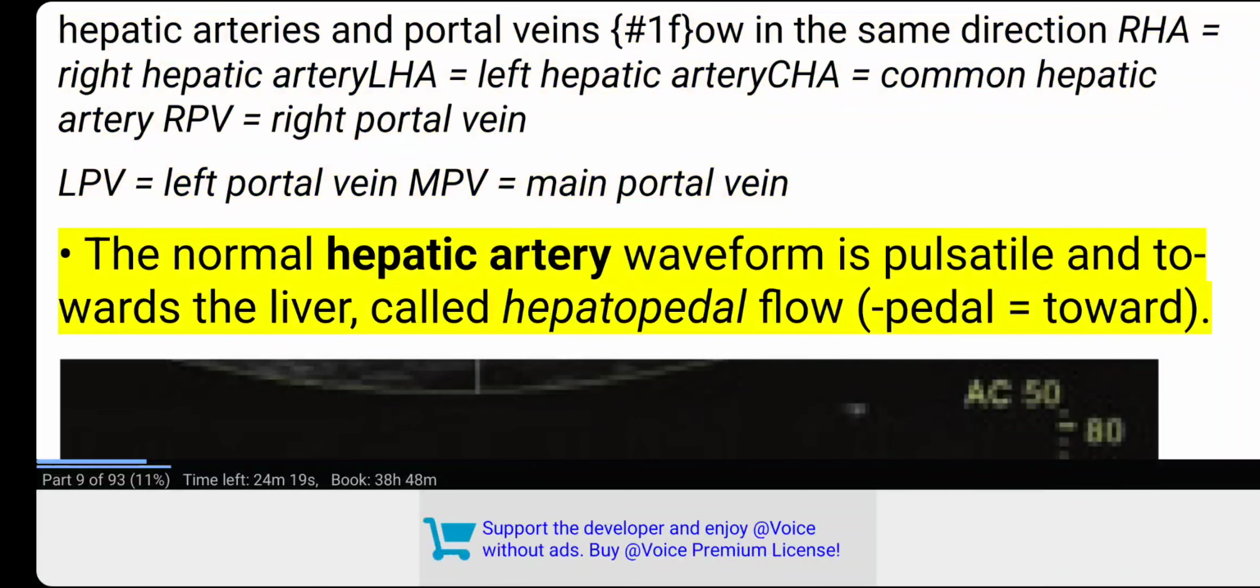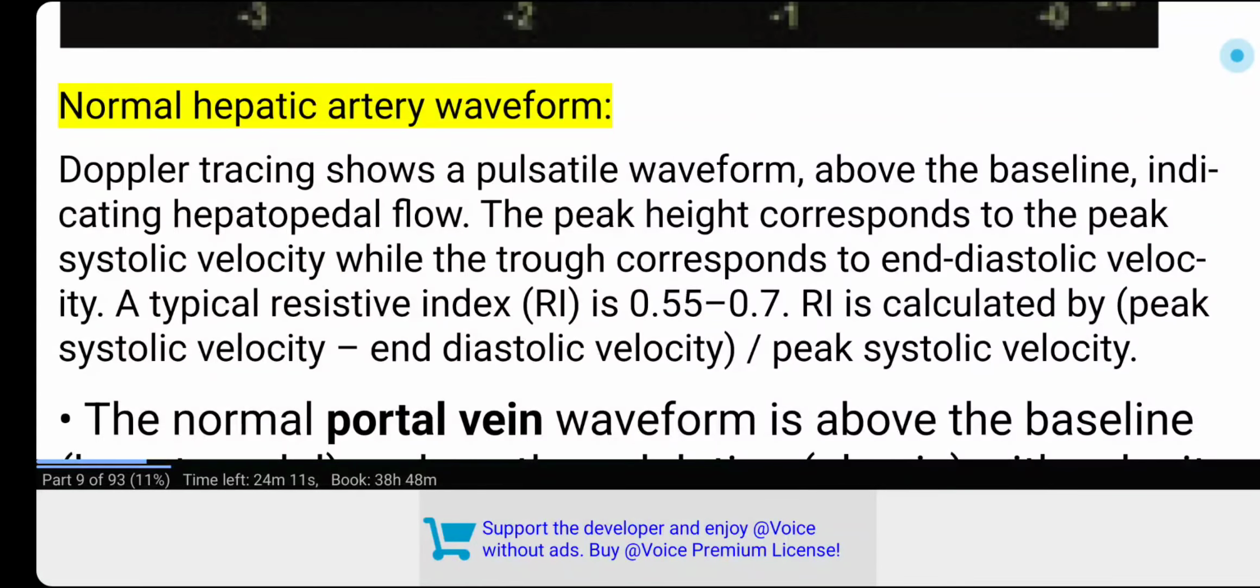The normal hepatic artery waveform is pulsatile and towards the liver, called hepatopedal flow. Pedal equals toward. Normal hepatic artery waveform. Doppler tracing shows a pulsatile waveform above the baseline, indicating hepatopedal flow. The peak height corresponds to the peak systolic velocity while the trough corresponds to end diastolic velocity. A typical resistive index, RI, is 0.55 to 0.7. RI is calculated as peak systolic velocity minus end diastolic velocity, divided by peak systolic velocity.